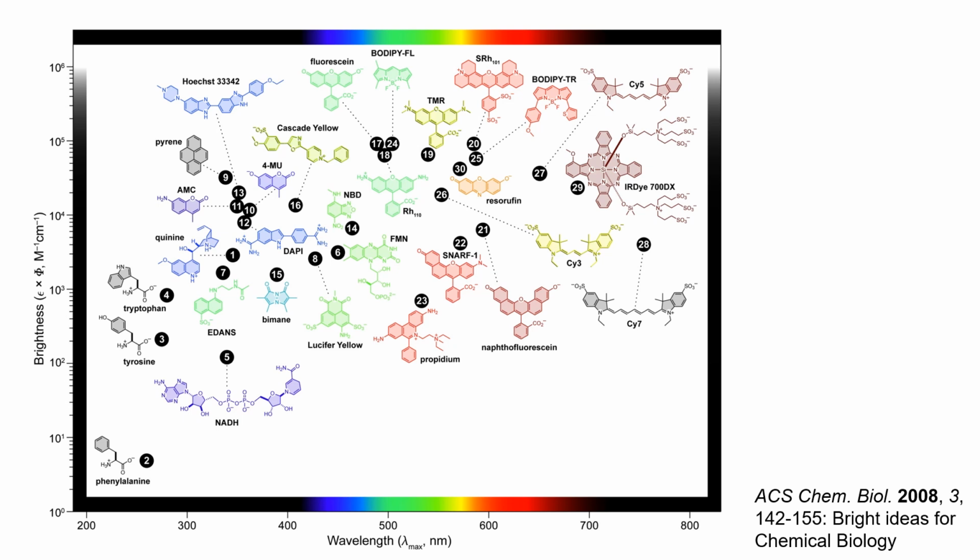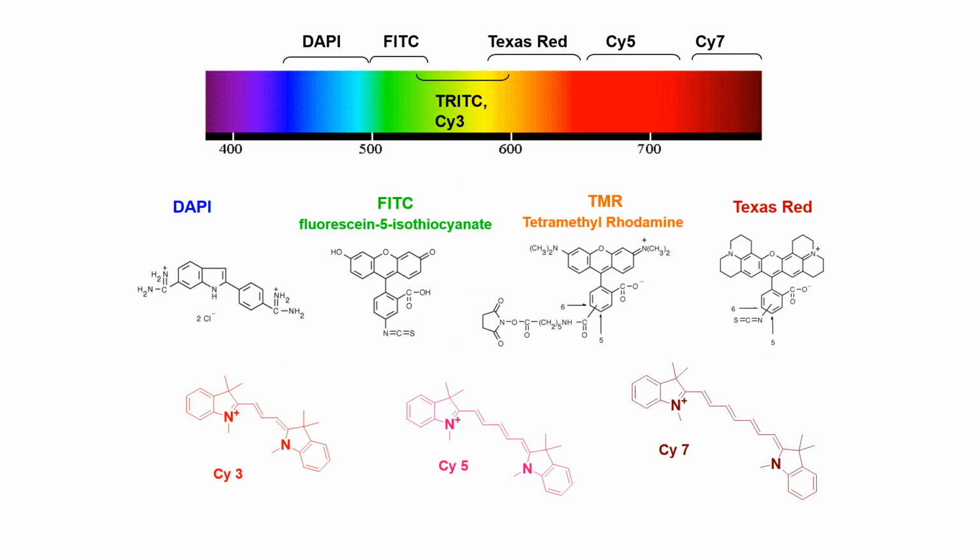Here are the representative fluorescent dyes. The Y-axis shows the brightness, and a high number here means that these are bright dyes. And then the x-axis presents the wavelengths. So here are blue color and green, yellow, red, and long red colors. Here are the most representative fluorescent dyes in visible light.